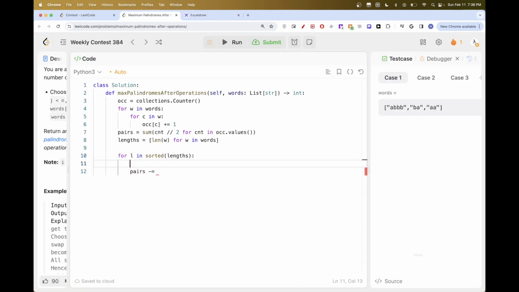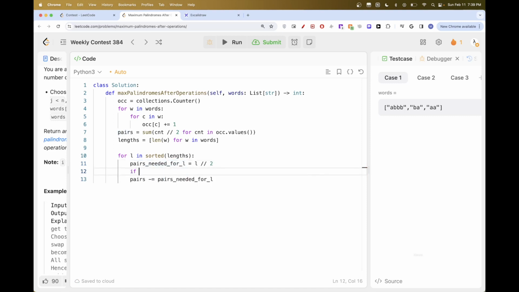How many pairs do we need? Let's call them pairs needed for L. It's L divided by 2, right? If you have 4 characters, you need 2 pairs. If you have 7 characters, you need 6 divided by 2, so you need 3 pairs, right? And then the middle one, as we said, can be anything. So this is minus the pairs we need for this length.